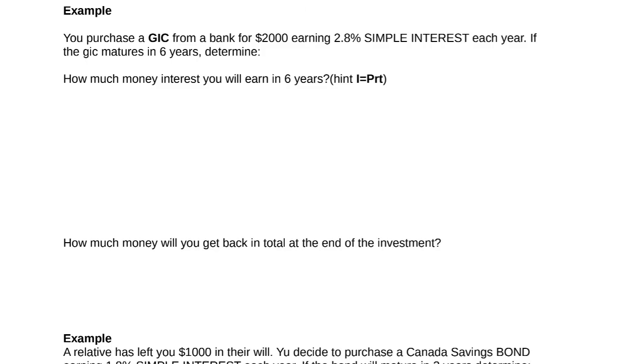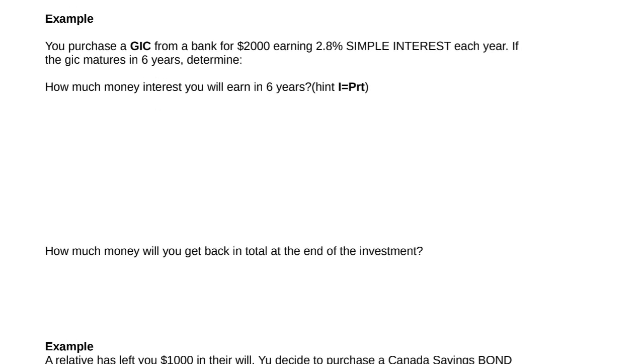So now, here's our first example for the math that we're going to do today. Imagine you purchase a GIC. Remember, that's a guaranteed income certificate. So you know you're going to earn a total of 2.8% simple interest each year. And here's the thing. They tell you the GIC matures in 6 years. Matures means it stays in the account and then they give you all the interest that you made over the 6 years. How much interest will you earn in 6 years?